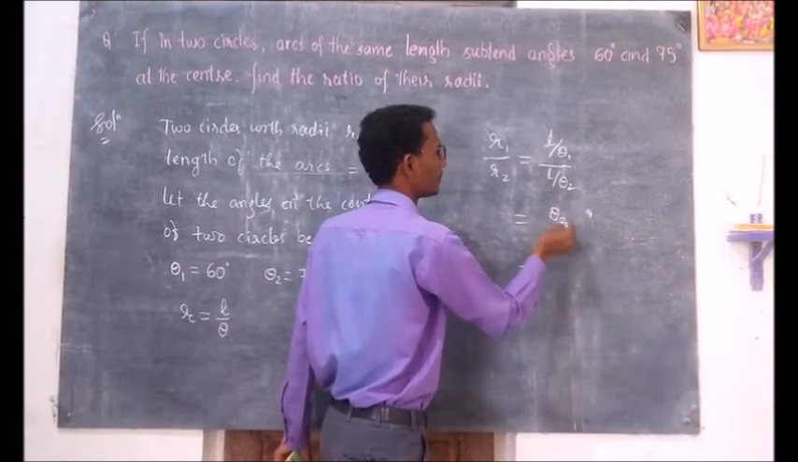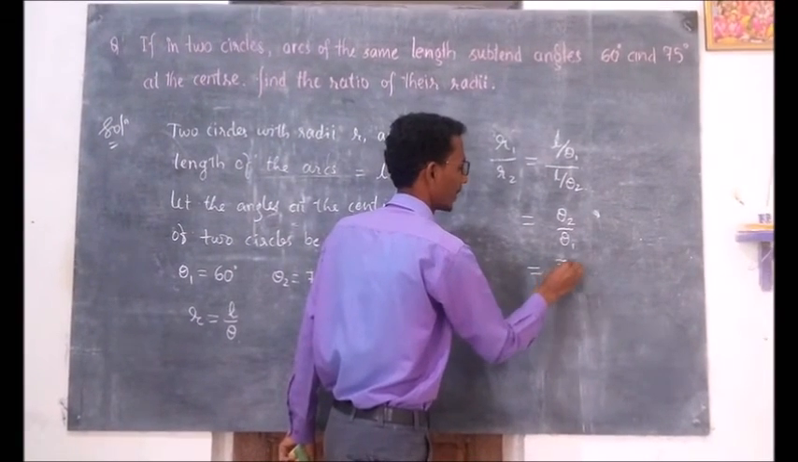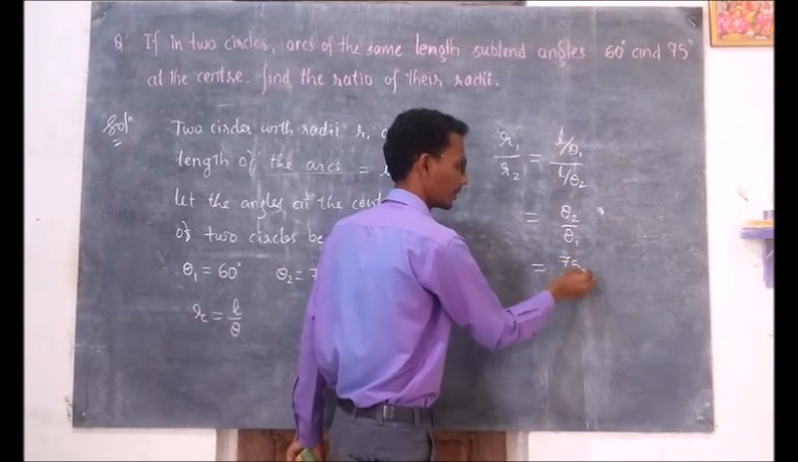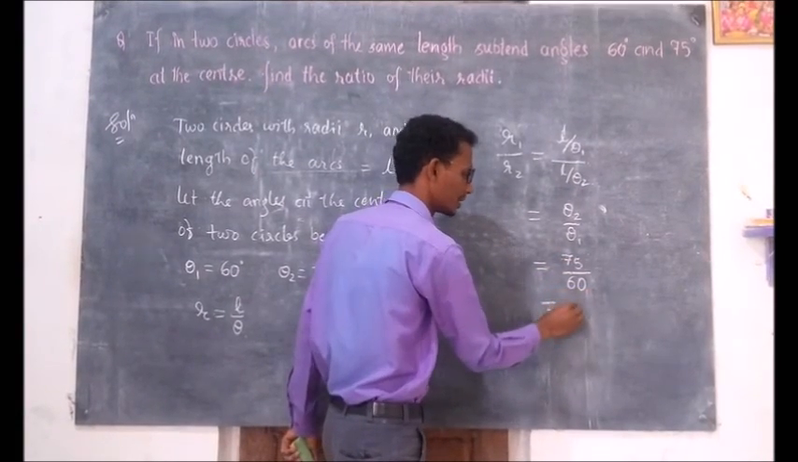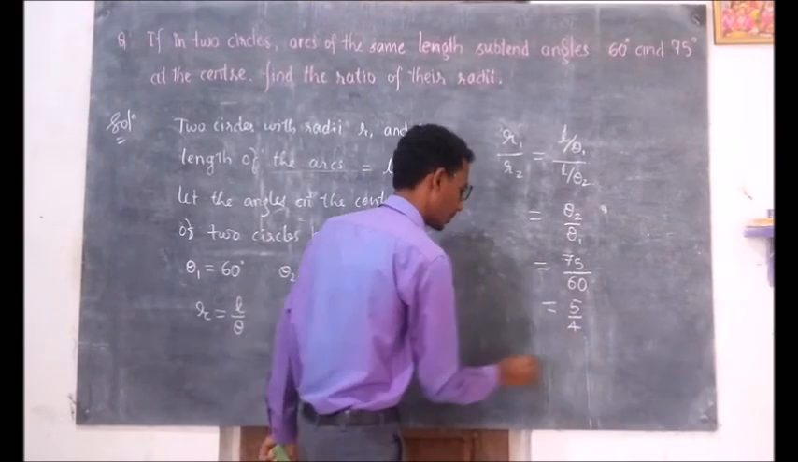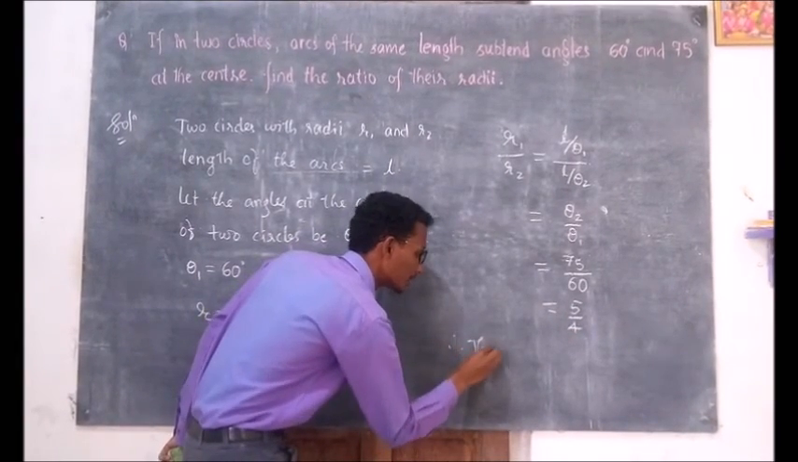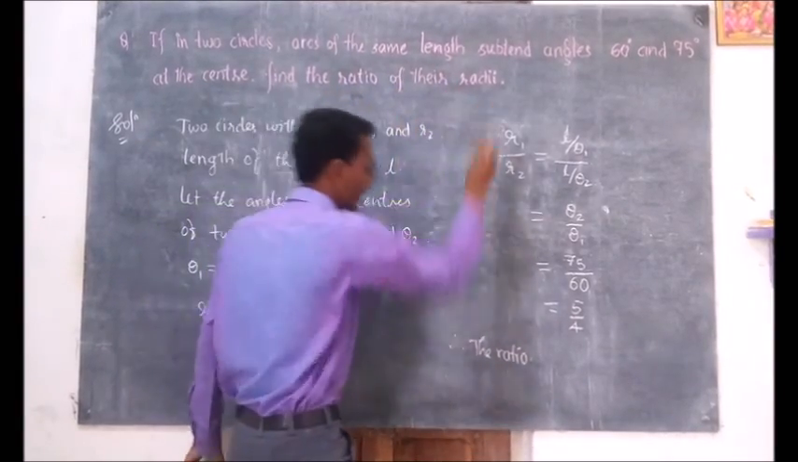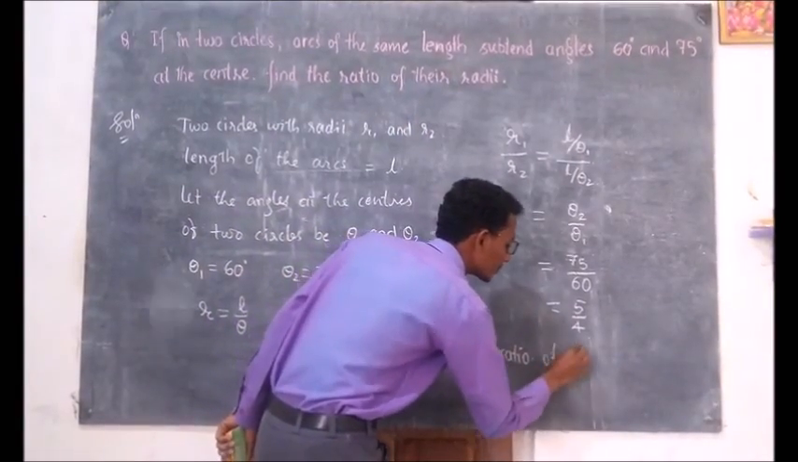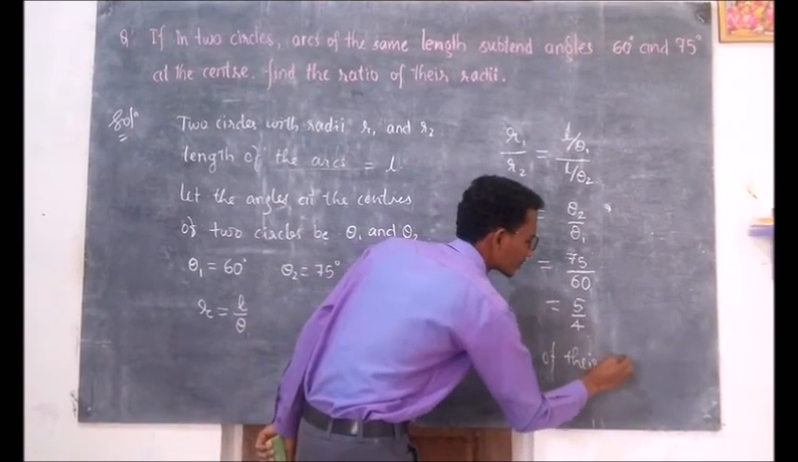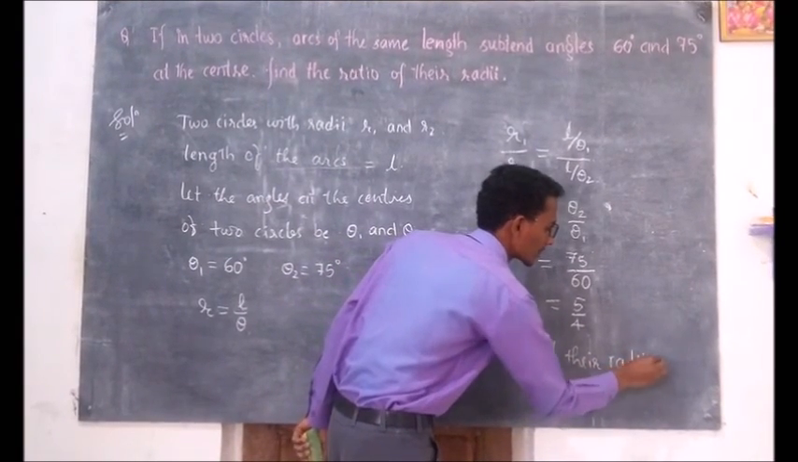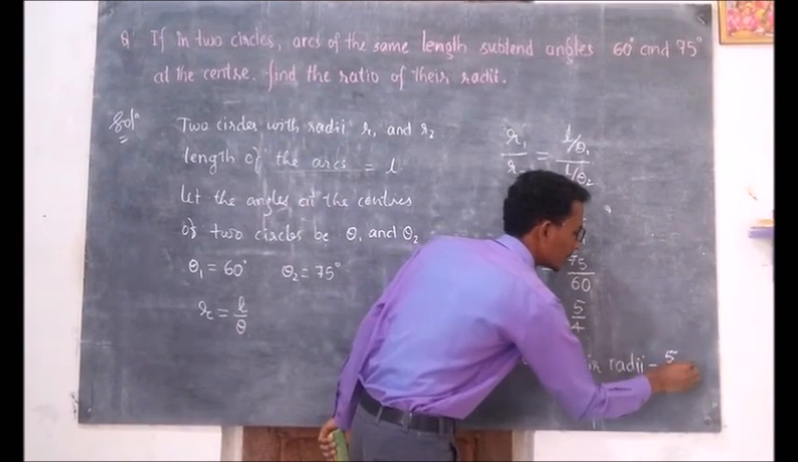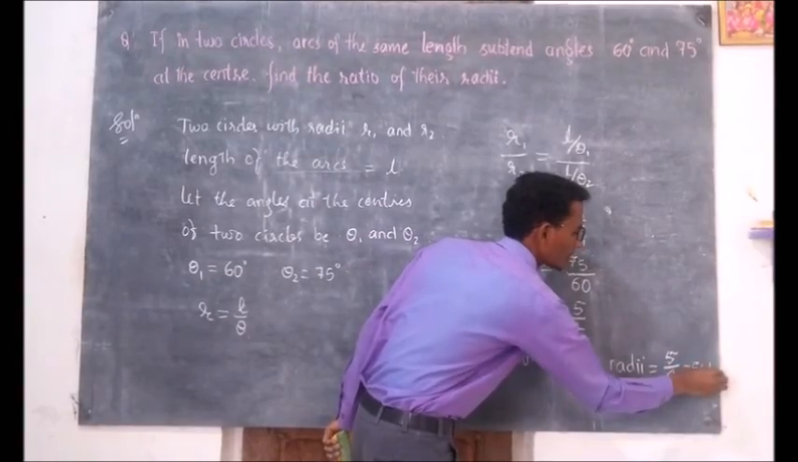That is equal to 75 divided by 60. Simple. 15 5s are 75, 15 4s are 60, that is equal to 5 by 4. Therefore, the ratio of the radii is equal to 5 by 4, or else 5 is to 4.